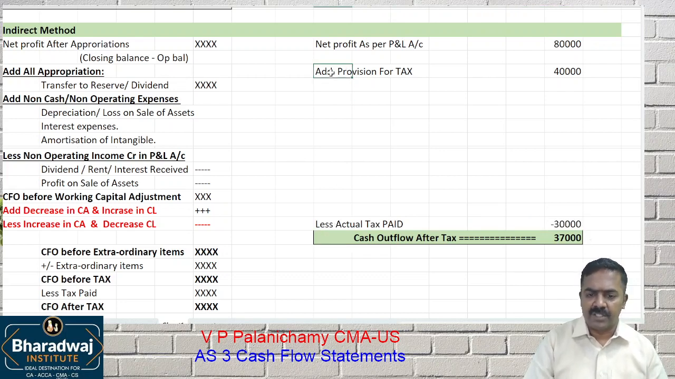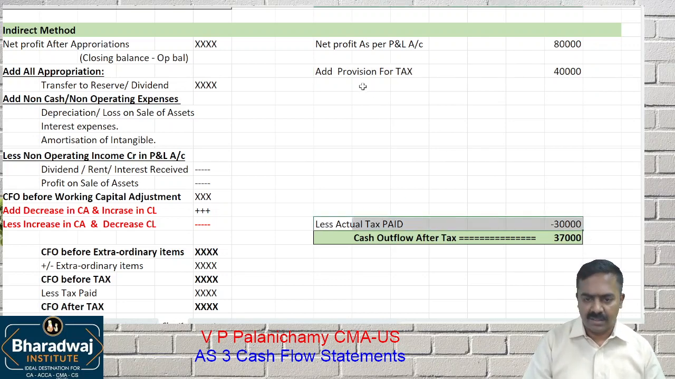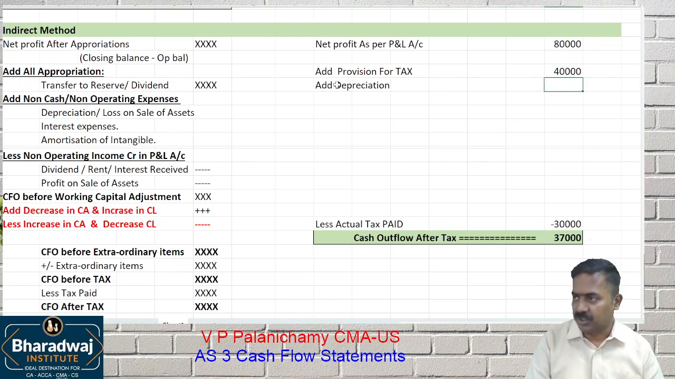Why are we adding back provision for tax? It is not a cash item. Real cash outflow is only what? 30,000. Then add back depreciation. Add back which one? Depreciation. Why? Because there is no cash outflow for that. What is the depreciation given?